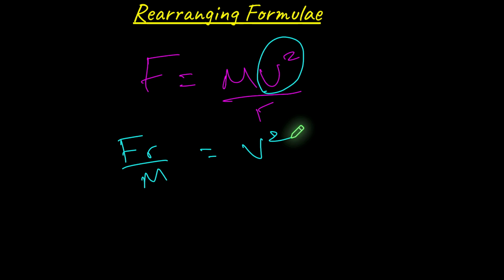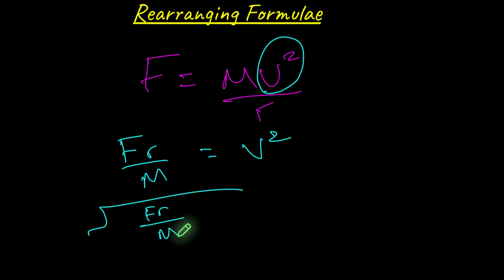Now the v squared, we just need to have v by itself. So if you can recall, the inverse of the square is the square root. So what we would do is to take the square root now of all of this. So we'd have the square root of Fr over m. And that's what v would be equal to.